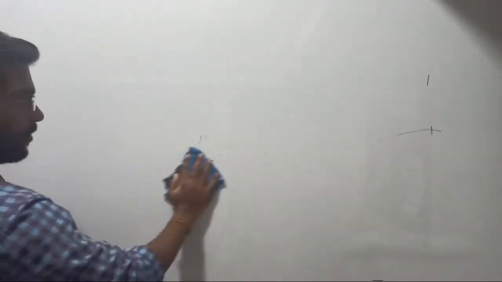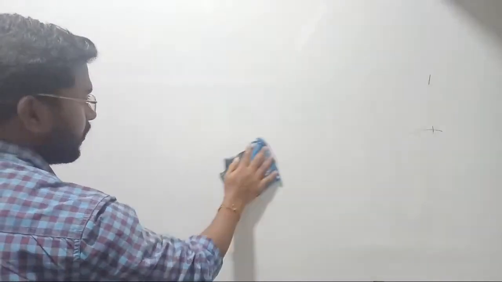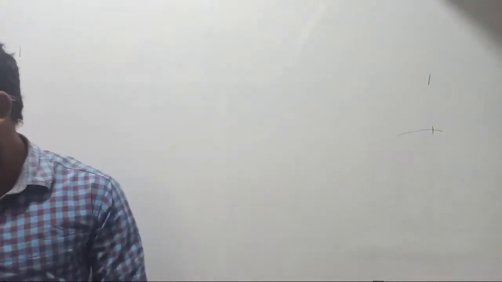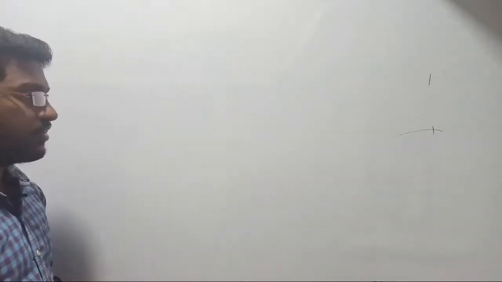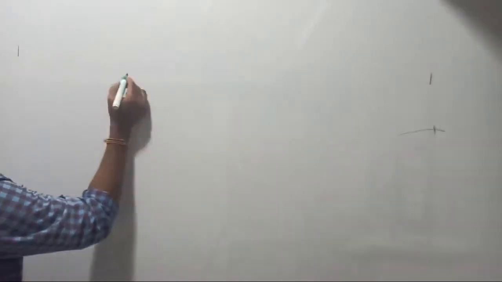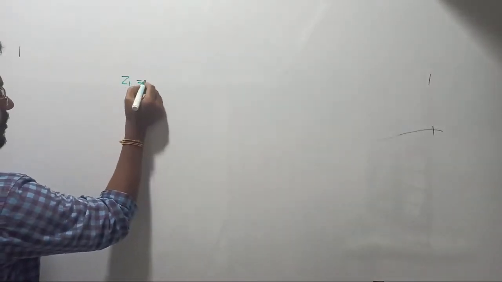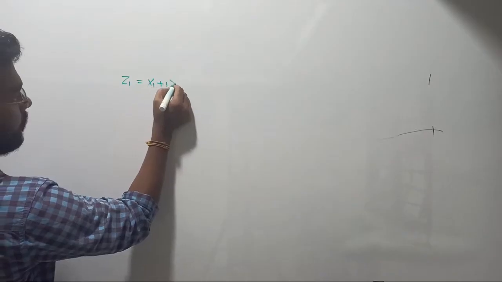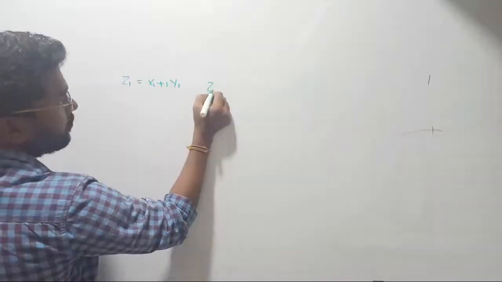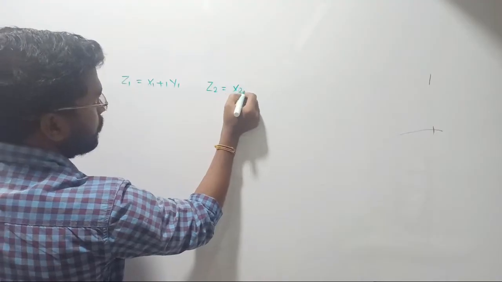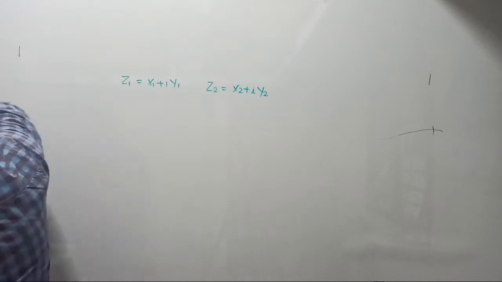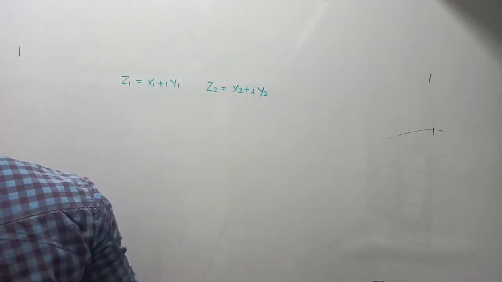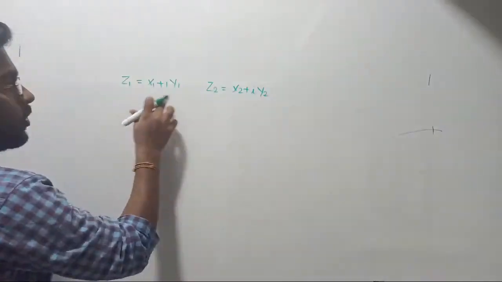Yeah, fine. Let's rub this one. Next, let's see some other properties. Now we know how to get the magnitude and the phase angle of any function. If I have more than one function, for example, z1 is given as x1 plus i times y1. Similarly, z2 is also given as x2 plus i times y2. Things are going good, so that is what was given.